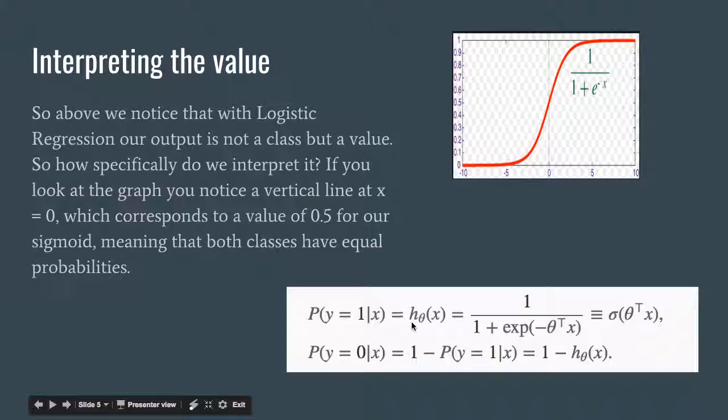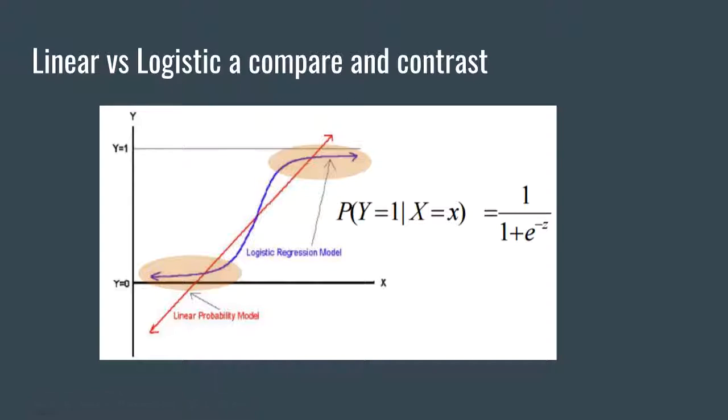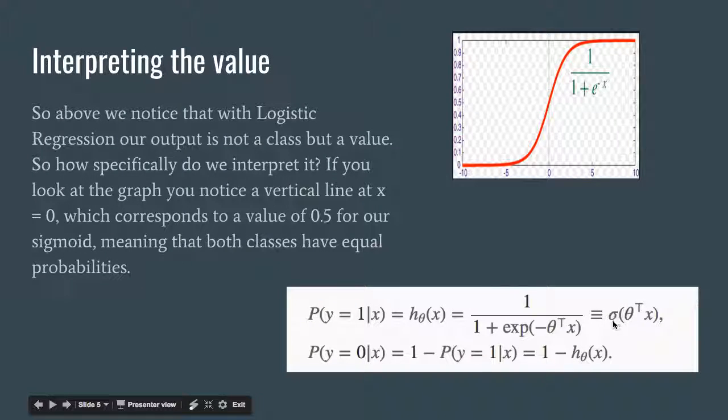This notation right here, h theta of x, is just our sigmoid function for a given set of weights applied to our features. That's also equivalent to this lowercase sigma of theta transpose x. These are just multiple notations that you're likely to see, so we're going to expose you to multiple.